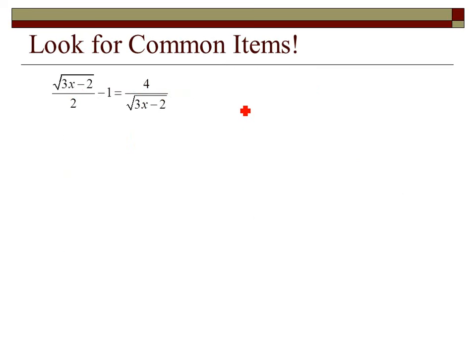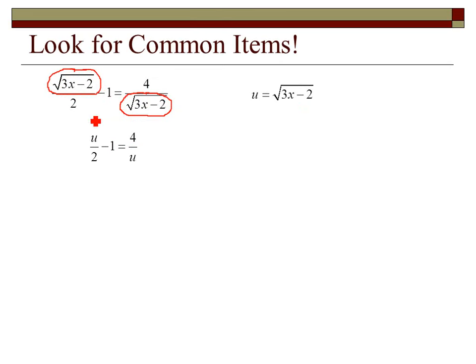Okay, so this one's a little bit different also. We've got a scary item. In this case, my scary looking item is this square root expression, but I see it happening more than once. Now, it doesn't mean you can't use substitution if you only saw it one time, but this is kind of a clue to look at it this way. So I'm going to let u equal the square root of 3x minus 2.